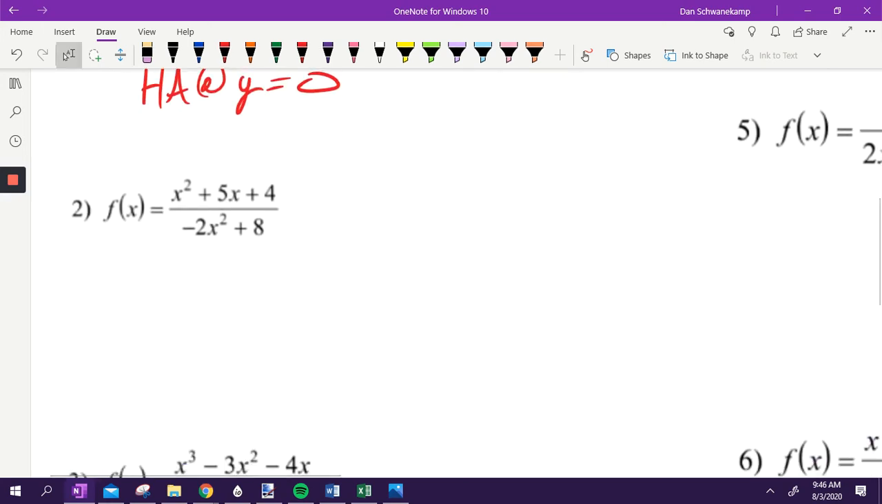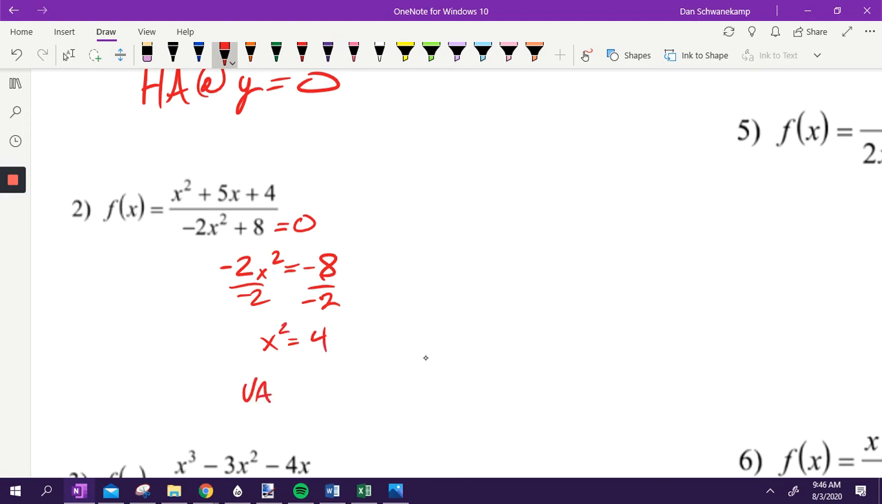Let's look at number 2. First thing we're going to do is find vertical asymptotes. To find vertical asymptotes, set the denominator equal to 0 and solve. Divide by -2, divide by -2. X is equal to 4. I'm sorry, x squared is equal to 4. So I'm going to have a vertical asymptote at x equals what? 2 and positive and -2.